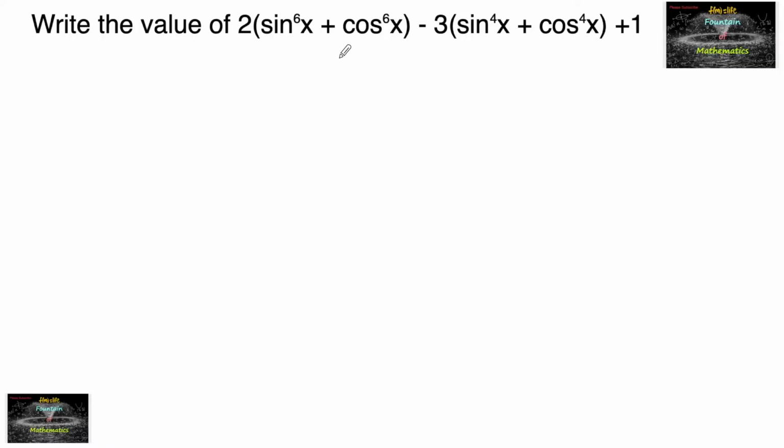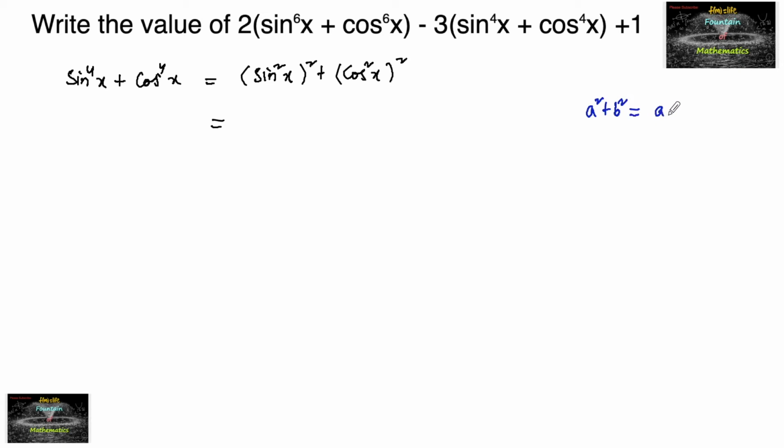Write the value of 2 times (sin power 6x plus cos power 6x) minus 3 times (sin power 4x plus cos power 4x) plus 1. So let us simplify separately. Sin power 4x plus cos power 4x, first we do it. Which can be written as (sin square x) whole square plus (cos square x) whole square. Since we know that a square plus b square is equal to (a plus b) whole square minus 2ab, let us use this formula here.